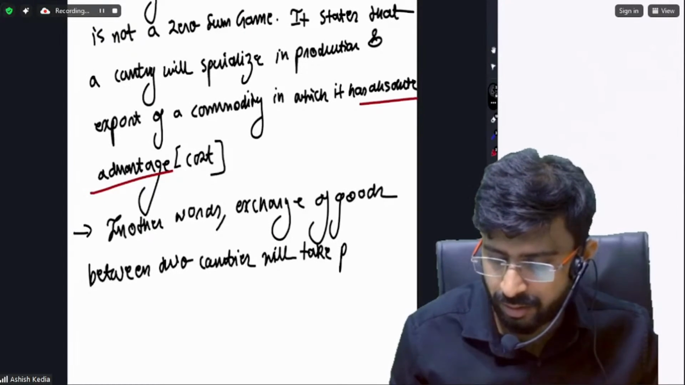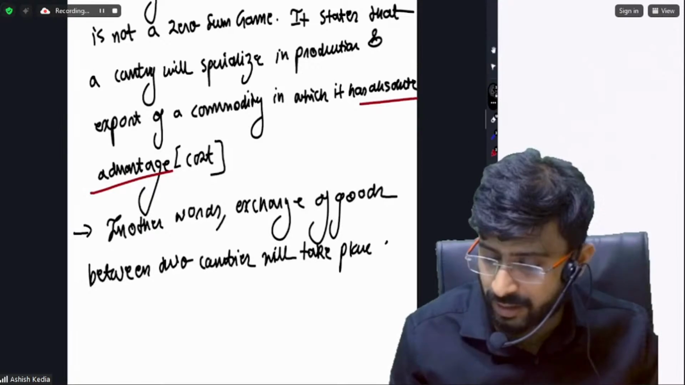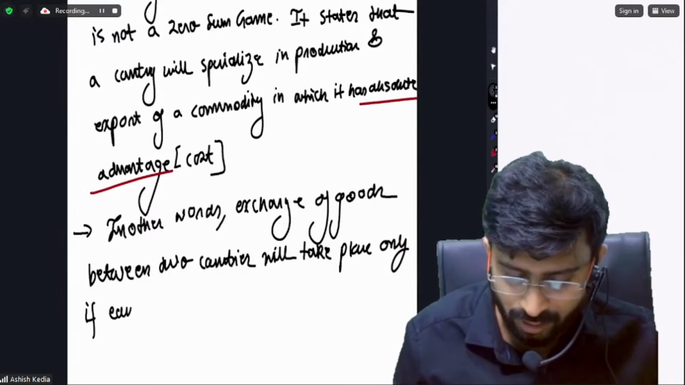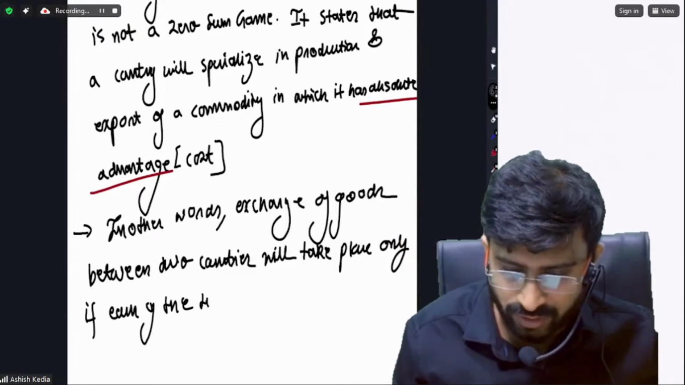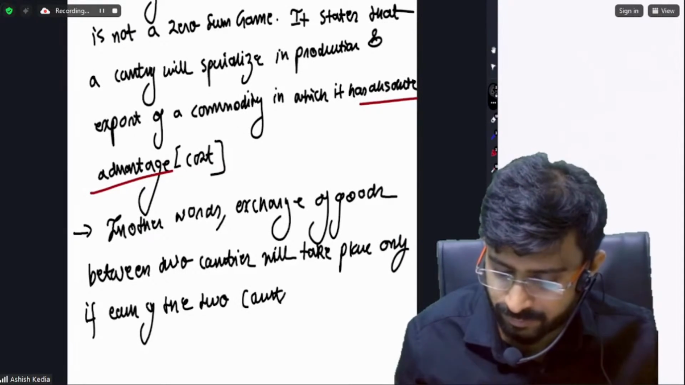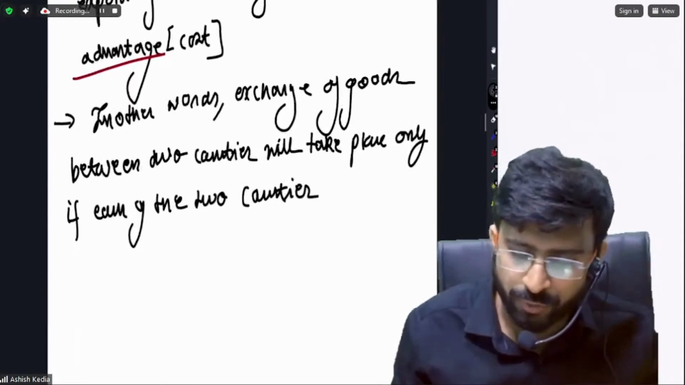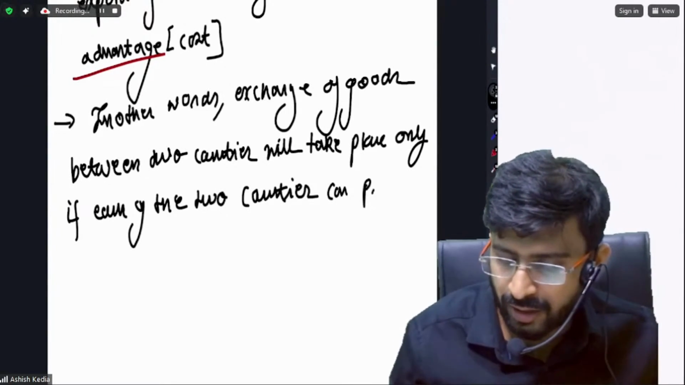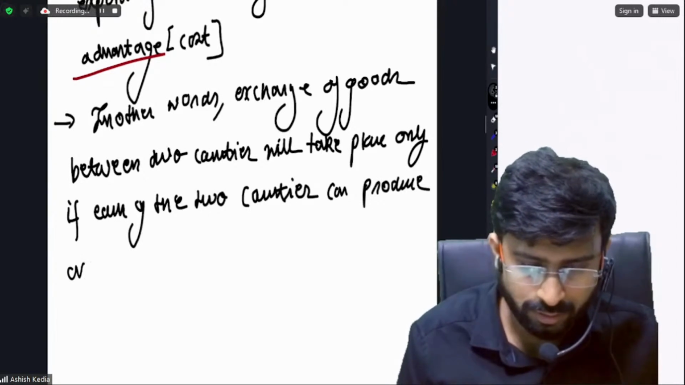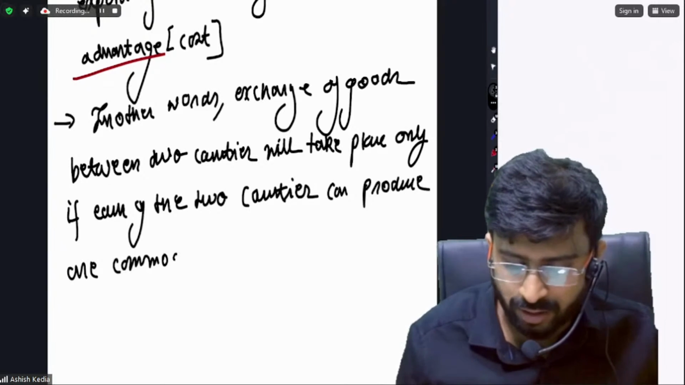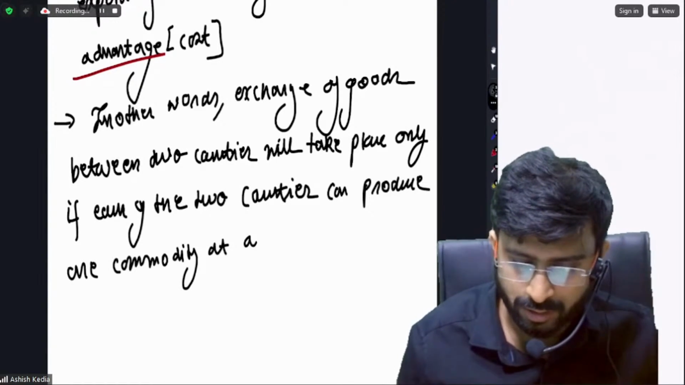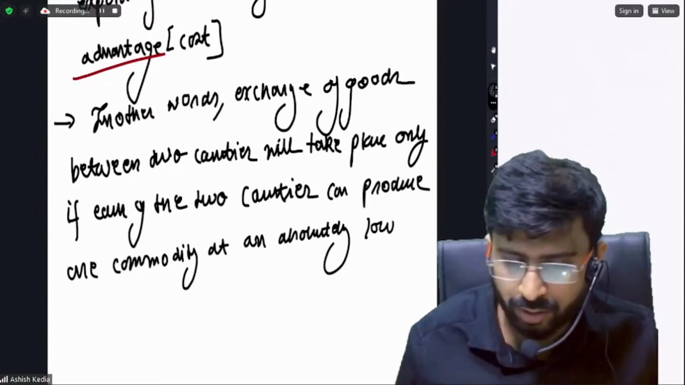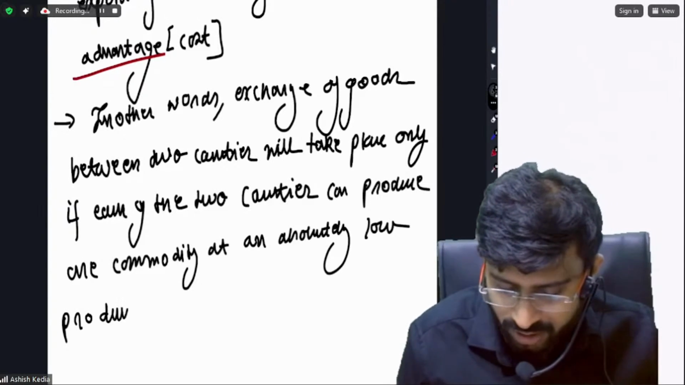will take place only if each of the two countries can produce one commodity at an absolutely low production cost than the other country.